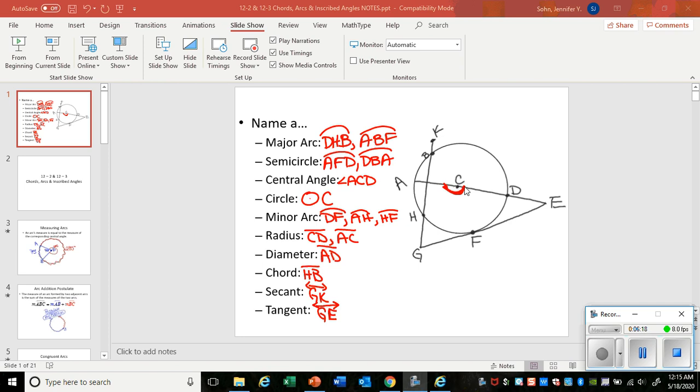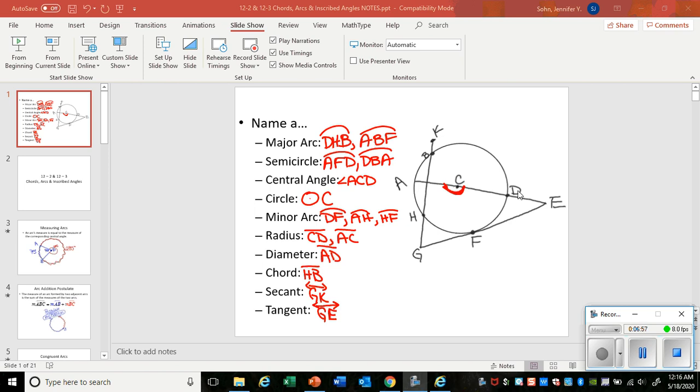So major arc means greater than a semicircle and has three points. Okay. Semicircle is half of a circle. Use both of these signs. Central angle is the middle. We use the center point of a circle, that letter, to name a circle. Minor arc has two points. So major arc has three points. Minor arc only has two endpoints and is smaller than a semicircle, so that's why it's minor. We know radius is half of diameter, and has to go from the circle, I mean center.